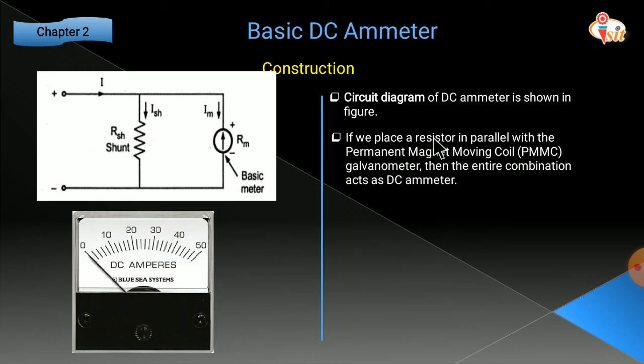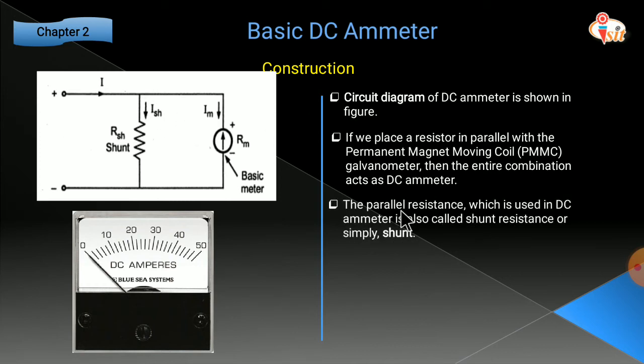If we place a resistor in parallel with the permanent magnet moving coil galvanometer, then the entire combination acts as a DC ammeter. Again, I am repeating, if we place a resistance in parallel with the permanent magnet moving coil galvanometer, then this entire construction will act as a DC ammeter. Here the resistance is placed in parallel, that's why it is called a shunt.